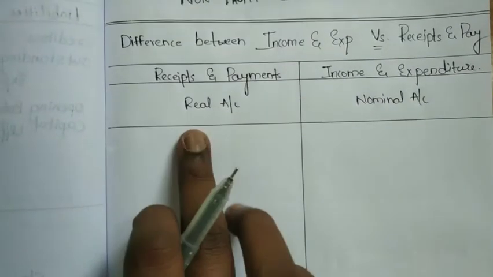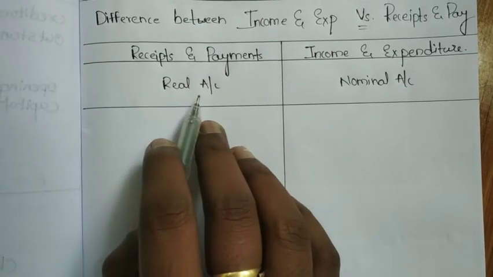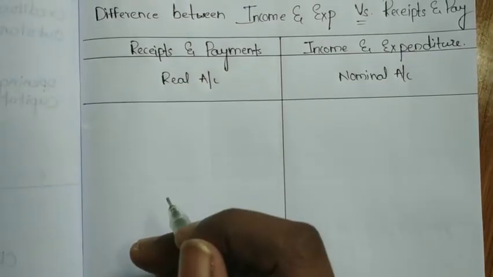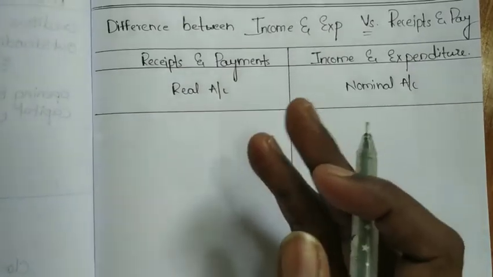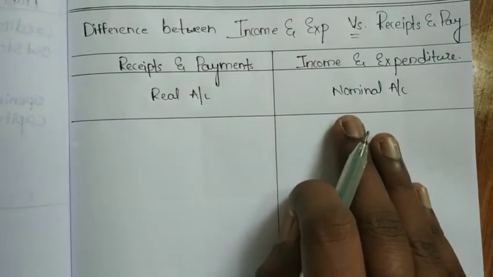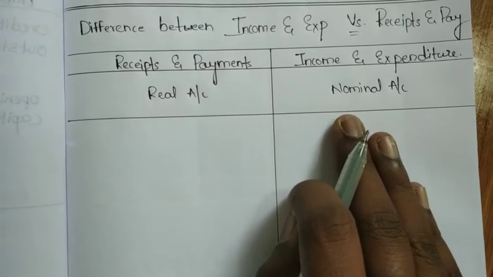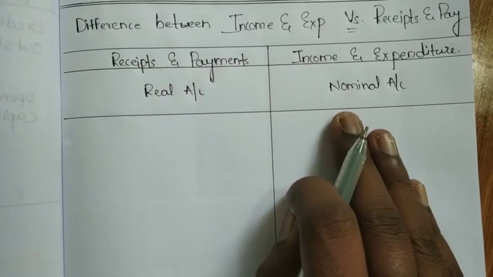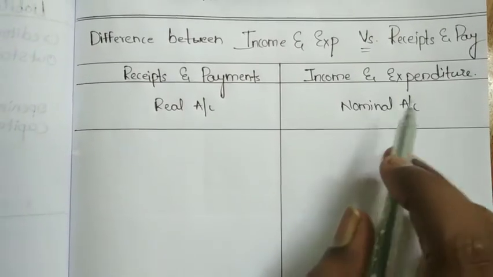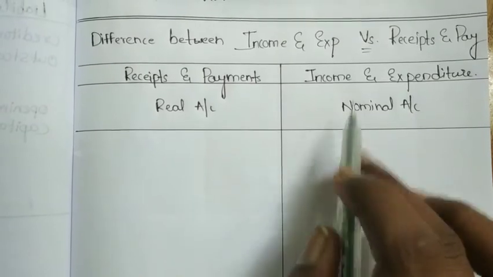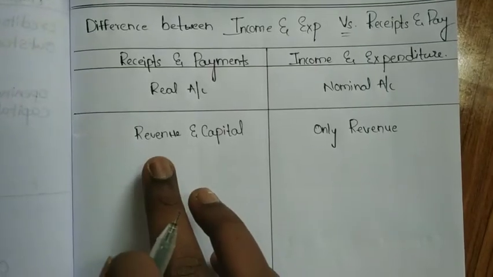What is the rule? Real account: debit what comes in, credit what goes out. That means whatever receipts we are getting, we have to debit it, and whatever payments we are paying, cash is going out, we have to credit it. When it comes to nominal account, what is the rule? Debit all expenses and losses, credit all incomes and gains. So that means all the expenditure is to be debited and all the incomes are to be credited. That is nominal account. So see the next difference.